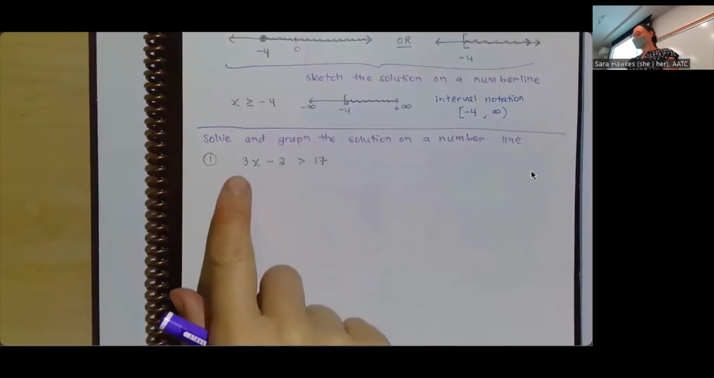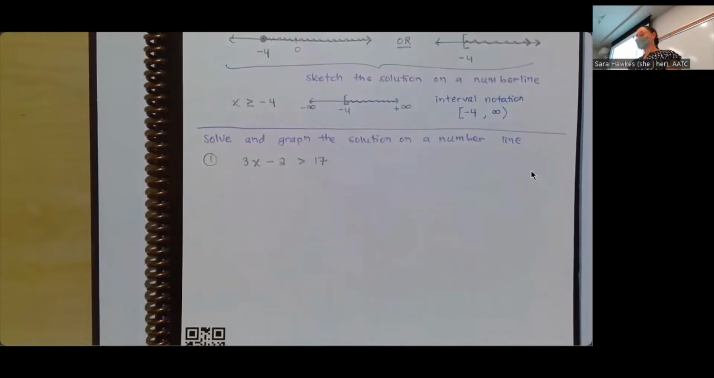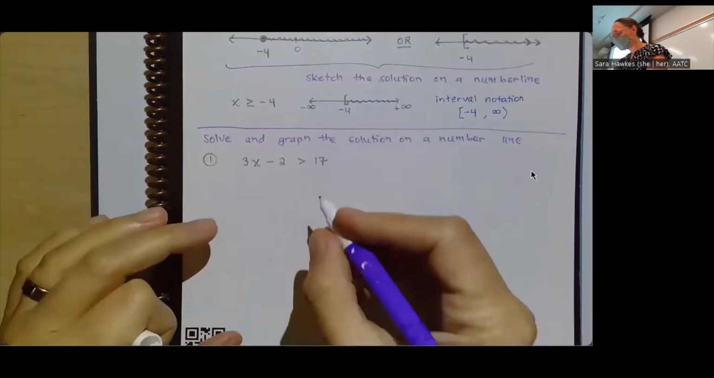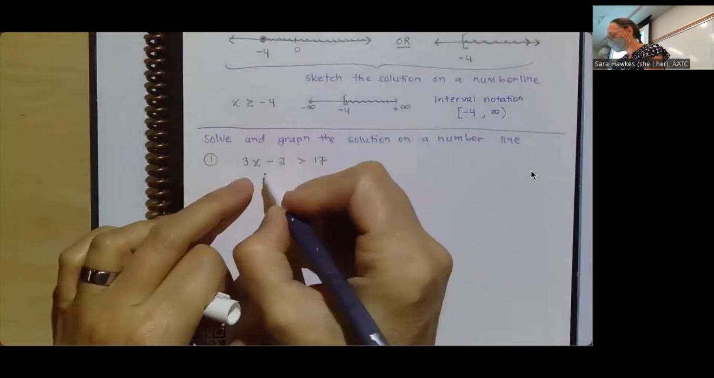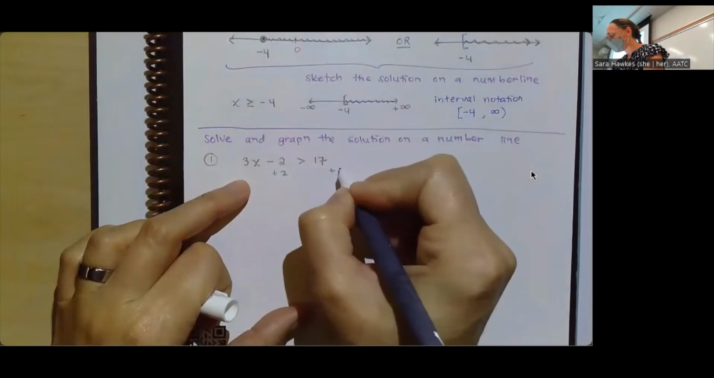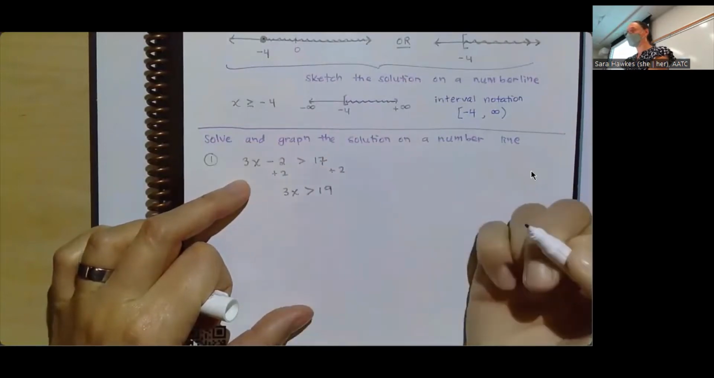So here, I'm going to try to isolate that 3x piece. I'm going to go ahead and add 2 to both sides. So, sorry, I don't want to switch up colors yet. So if I add 2 to both sides, then I'm looking at 3x is greater than 19.